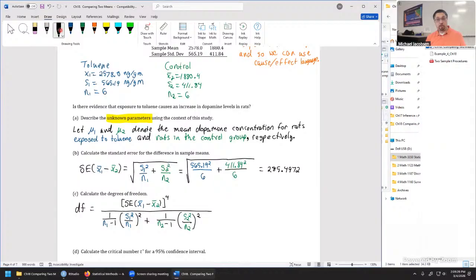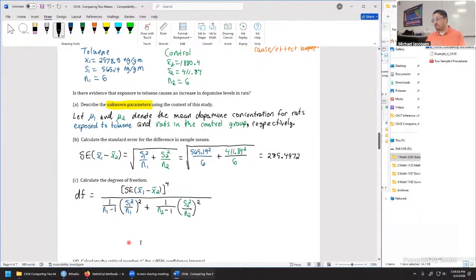All we have to do is plug in our values we have in this problem. I'm going to go down. So I think I'm going to run out of horizontal space on it. So in this problem, here's our degrees of freedom. First in the numerator, this is again a nice shortcut. Just take whatever value you got for standard error, raise it to the 4th power. 285.4972.